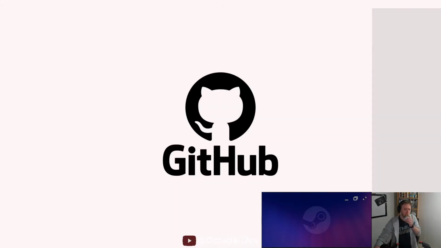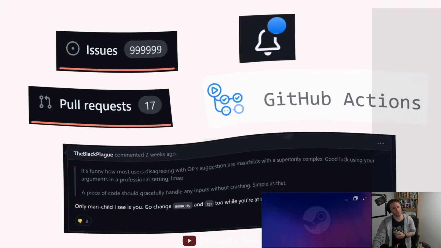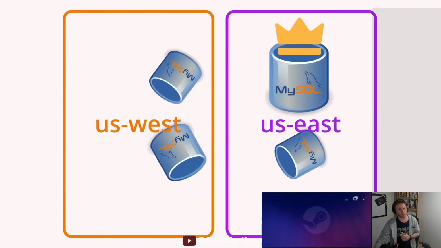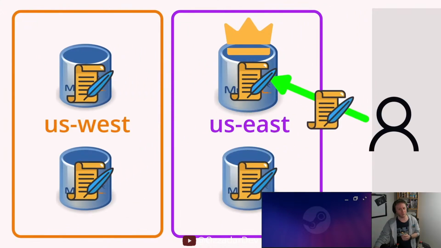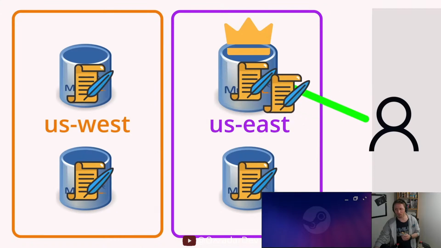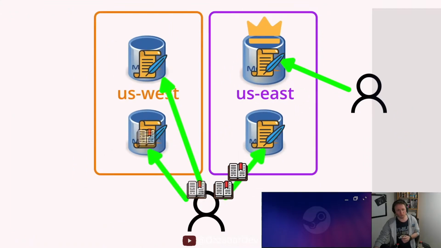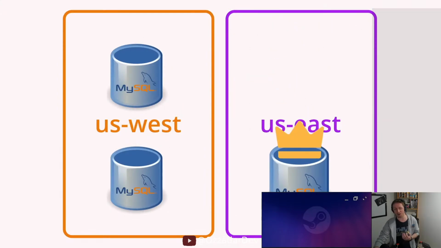GitHub stores all its metadata, such as issues, pull requests, comments, notifications, actions, in MySQL. On the surface, their database clusters use the standard primary replica setup. Writes go to the primary, which replicates to one or more read replicas. These replicas improve read throughput and availability, as reads can be distributed throughout all replicas, and if the primary fails, a fellow replica can be promoted to take its place.